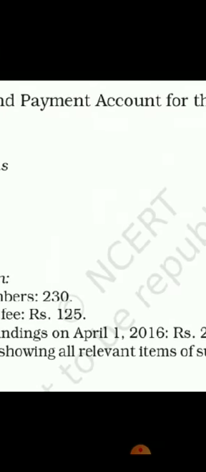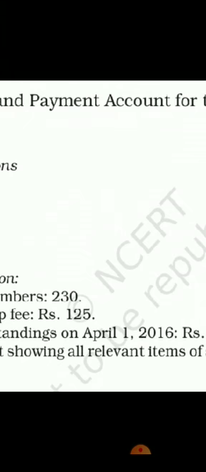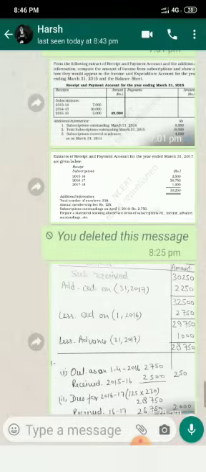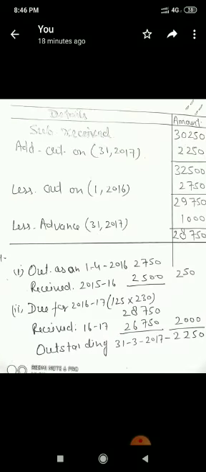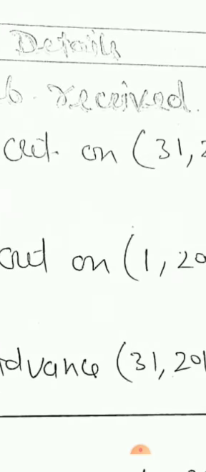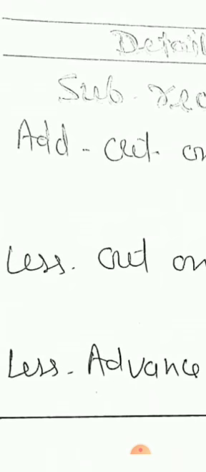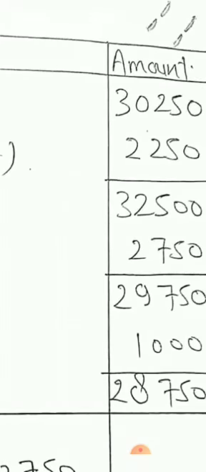For that, I think you will understand the question. Then we are going for the answer. Just see. In this way we are going to make the detailed statement. It's not an income and expenditure account, it's only a detail of how to present this subscription. First we write subscription received. The total subscription amount is 30,250. That is given in the question.